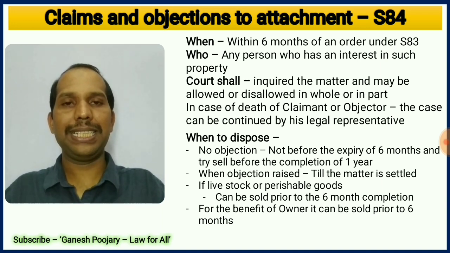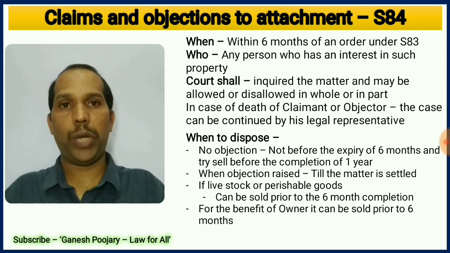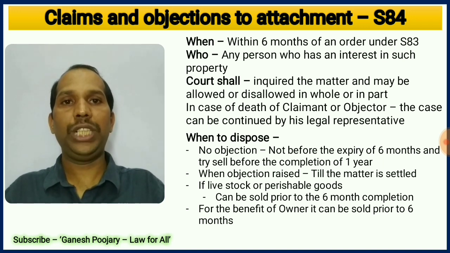Imagine Mr. X is the person against whom the court has declared proclamation and attachment, and suddenly A comes to the scene and says, I have an interest in such attached property. What to do in that case? When should A come and raise that query? Within 6 months of attachment of that property, A should raise his claim on the interest in the property, and the court will decide whether A has an interest in that property or not. Now, the second part of section 84 discusses when to dispose of such attached property. If no query is raised by anyone, that means if nobody is raising claims and objections against that property, the court can dispose of it after 6 months and the court shall try to dispose of it within 1 year.